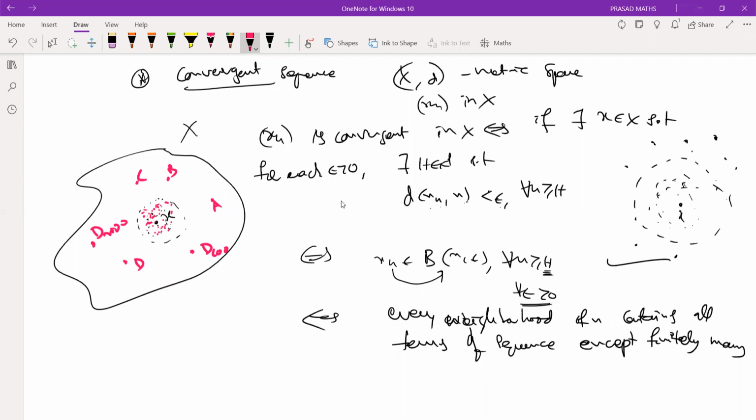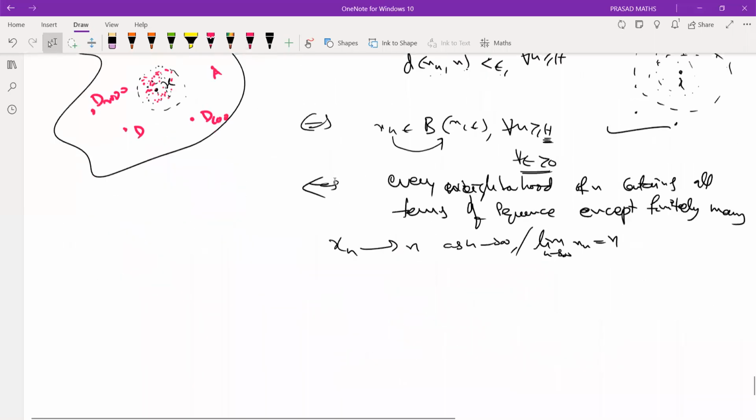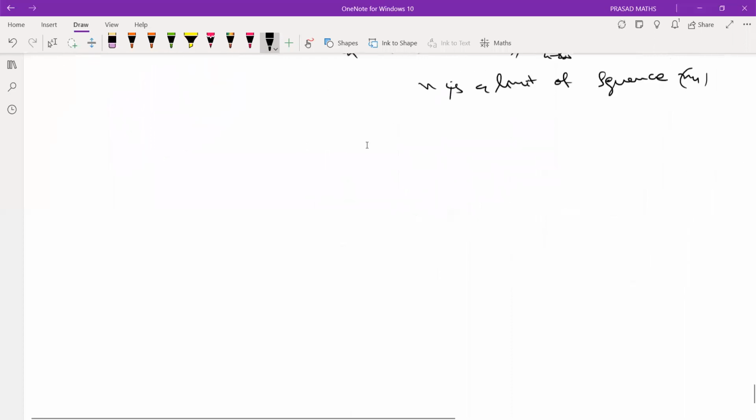We say that xn converges to x. Xn converges to x as n tends to infinity, or we denote it by limit as n tends to infinity of xn equals x. Or we say that x is the limit of the sequence. Is it clear? Is the definition clear? Any neighborhood you take contains all terms of the sequence except finitely many.